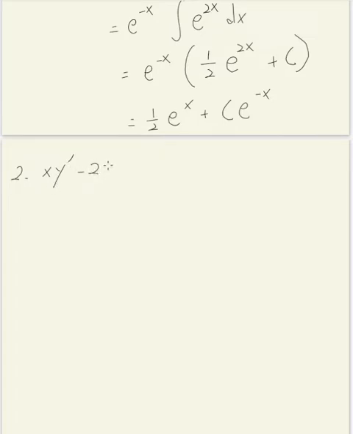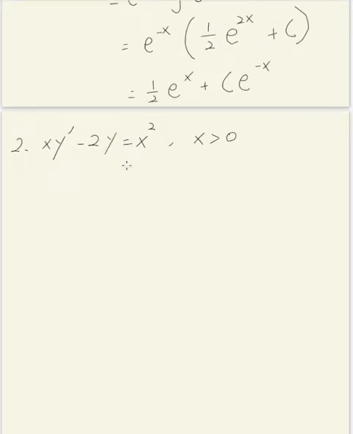xy prime minus 2y equals x squared. And here x is positive, so we look for a solution when x is positive only. Okay, this is slightly more complicated than the last problem. First of all, it's not even in the standard form, right? So the first thing we always do is turn the equation into the standard form. How do we do that? So the standard form is an equation where the coefficient in front of y prime is 1.